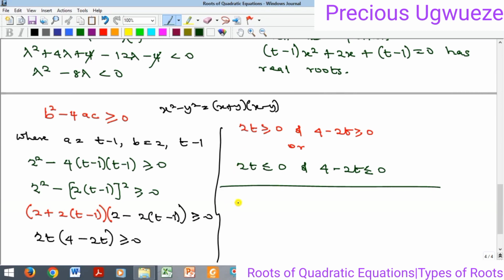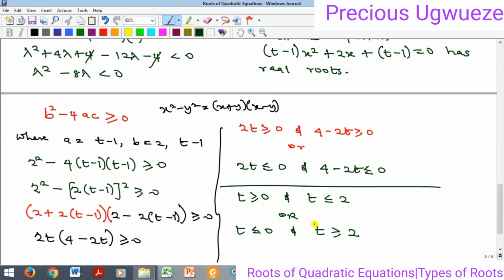If we simplify the first one, we're going to get that t is greater or equal to 0, and from here 2t will go over to this side, and when you divide by 2, you will get that t is less than or equal to 2. And then we go to the second one, or in this case t is going to be less than or equal to 0, and if you do the same here, you are going to get that t is greater or equal to 2.